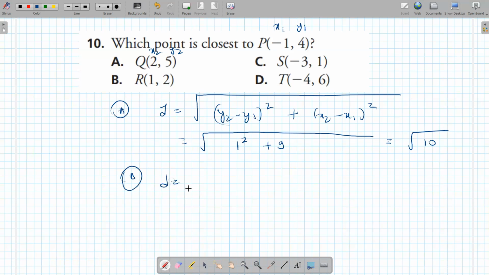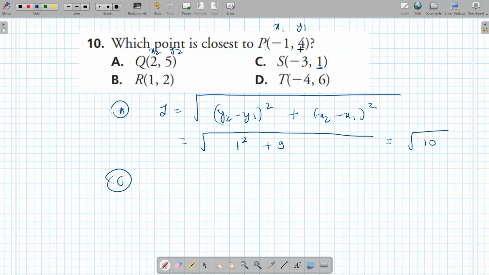For B, again, you do the same thing. 2 minus 4 is negative 2 squared, which is 4. 1 minus negative 1, or 1 plus 1, becomes 2 squared, so 4 plus 4. That's square root of 8. Well, A is still winning so far. Let's look at C.